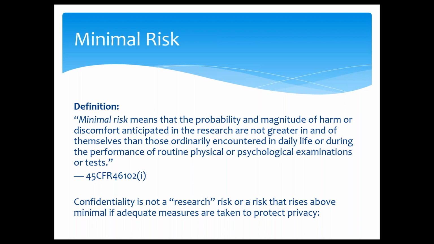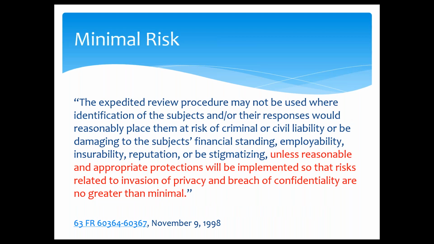And to justify this claim, I'm going to take you to a passage from the Federal Register. This is in guidance from OHRP many years ago, and it's still in effect. Basically, what they're talking about is the expedited review procedure and when it can be used or not used. And what they say is that the expedited procedure may not be used where identification of the subjects and/or their responses would reasonably place them at risk of criminal or civil liability, be damaging to the subjects' financial standing, employability, insurability, reputation, or be stigmatizing, right?